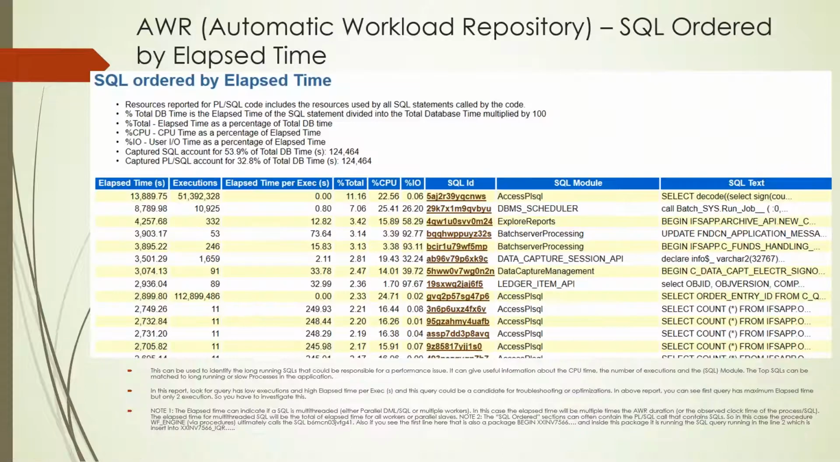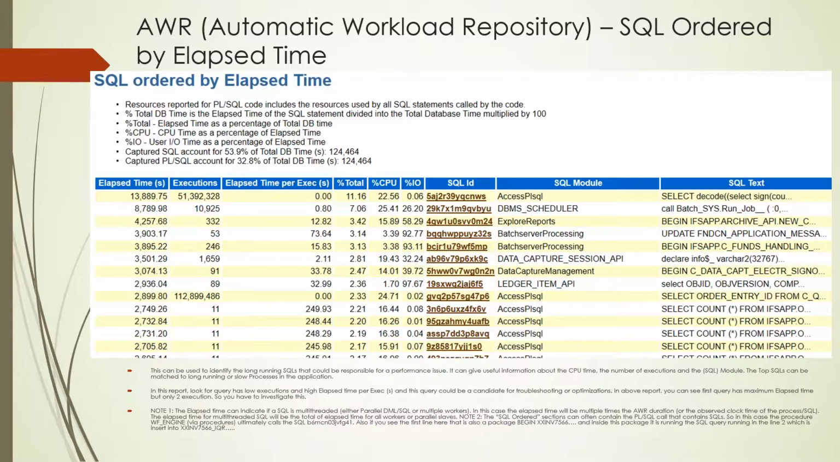Now, the next section is your SQL ordered by elapsed time. I have seen a lot of people in performance testing, whenever they see the AWR, they will not look at the top sections, and all the sections that we have seen as of now. They will not look at anything, and they will directly jump to the SQL ordered by elapsed time. So you should go step by step. You should read the AWR report with each and every section and try to find out what the issue is.